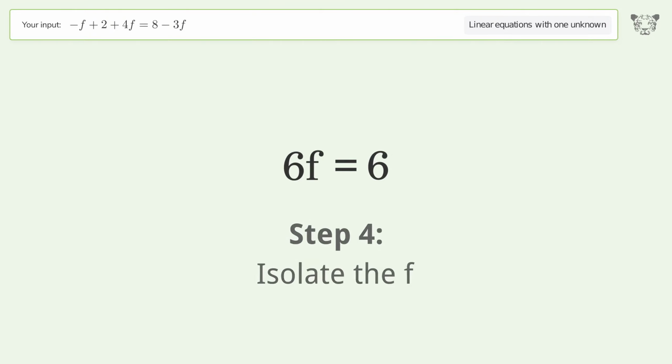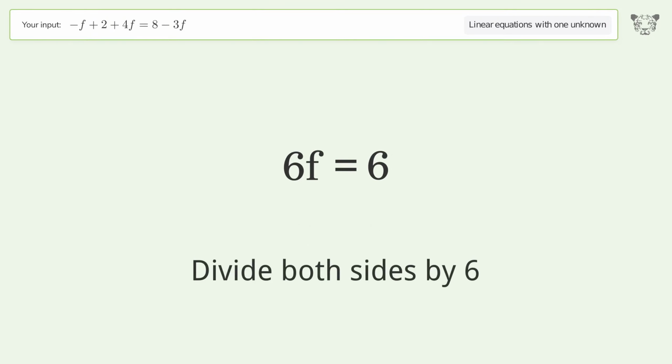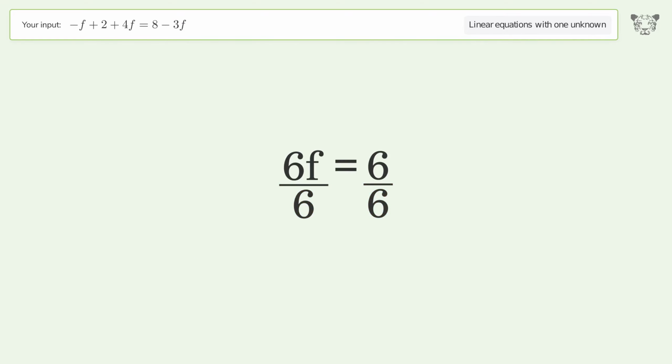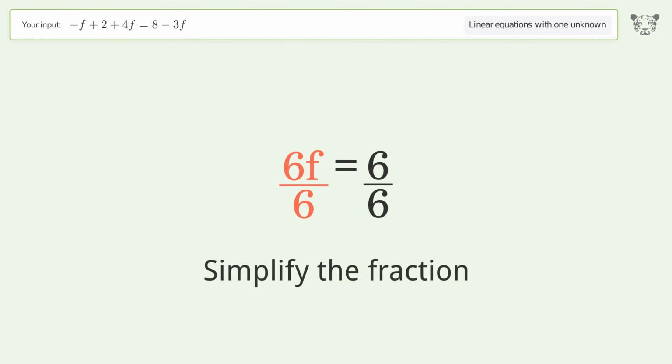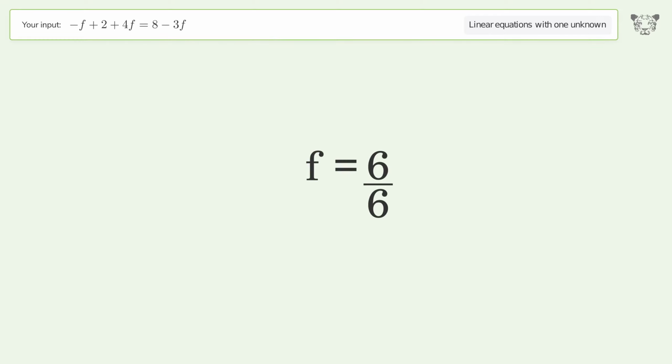Isolate the f. Divide both sides by 6. Simplify the fraction. And so the final result is f equals 1.